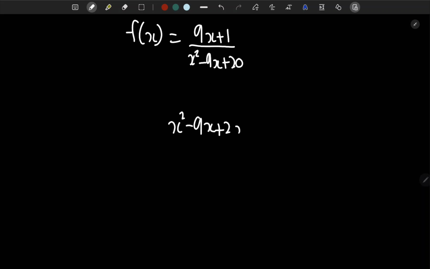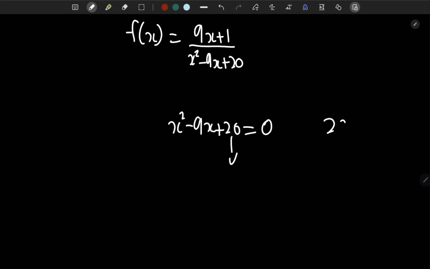Let's do another example. f of x is equal to 9x plus 1 over x squared minus 9x plus 20. So again, the same step, we need to equate the denominator to 0. So x squared minus 9x plus 20 cannot be equal to 0. So let's equate it to 0 and factor this now. So what two numbers multiply to 20 and when added give you minus 9.